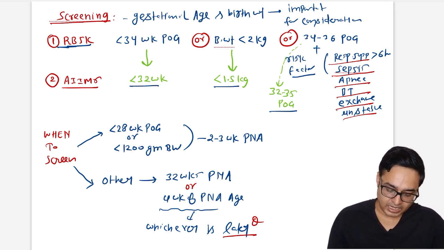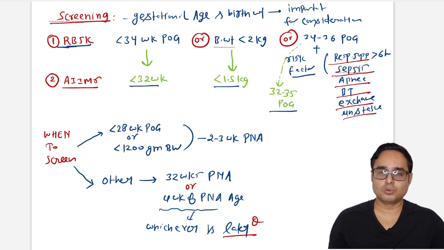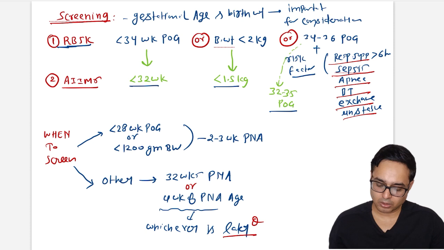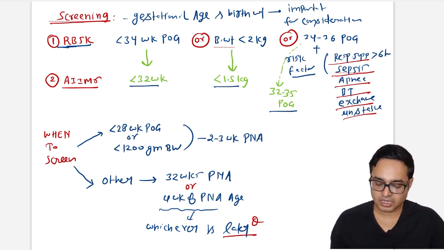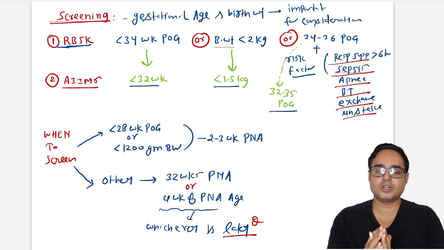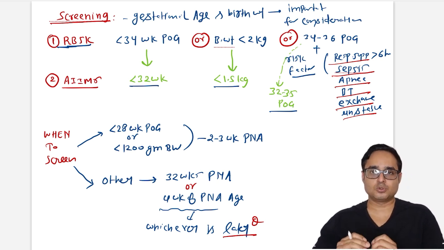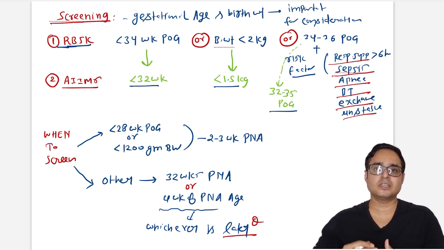AIIMS realized that these are two strict criteria, so AIIMS revised them. Generally in AIIMS it is followed that less than 32 weeks of gestation they will do screening, or if baby weight is less than 1.5 kg they will do screening, or 32 to 35 weeks of gestation plus the risk factors mentioned. So we have two specific protocols, one used by RBSK and one used by AIIMS.